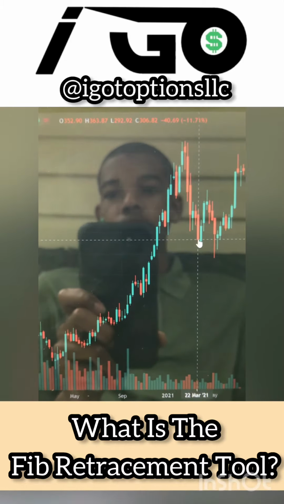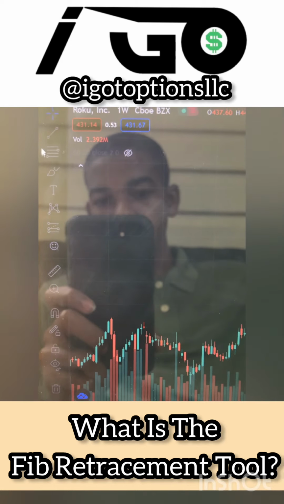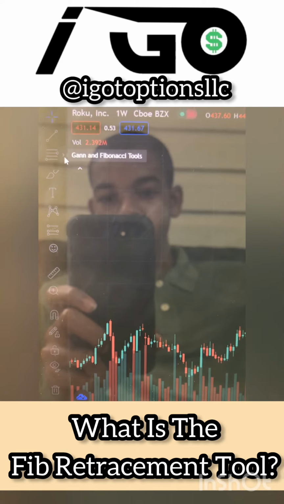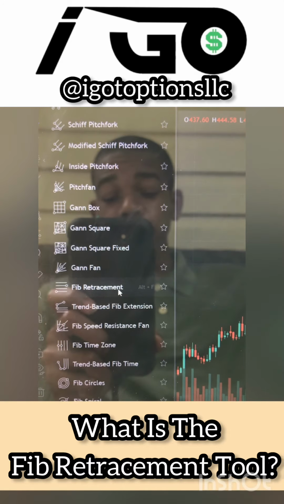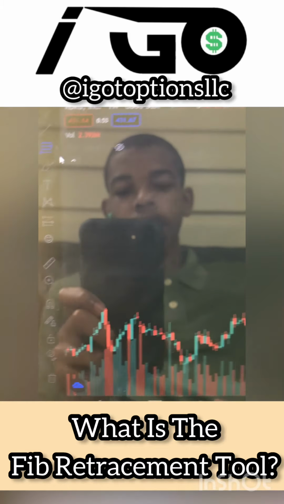Now, all we have to do is go over here to the left, and we see these different tools. We want to go to the third one, and click this little arrow to the right. We see a bunch of different stuff, but we want to look for something that says fib retracement, which is right here. So we click on that. All right, we got it. We got to activate it.